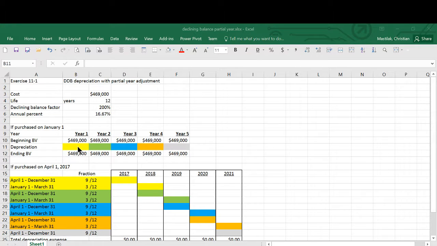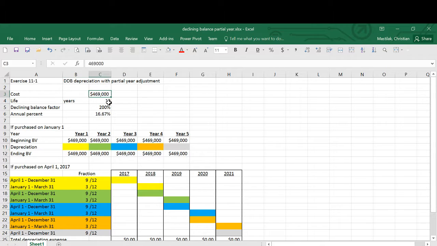So in this video, we are going to look at double declining balance depreciation with a partial year adjustment. So in class, we will have looked at exercise 11.1, and we'll have calculated double declining balance as though we had purchased the asset on January 1st, which of course makes life very simple. So we'll just go over those calculations briefly. You'll notice I've color coded these. That'll help make the partial year thing make more sense.